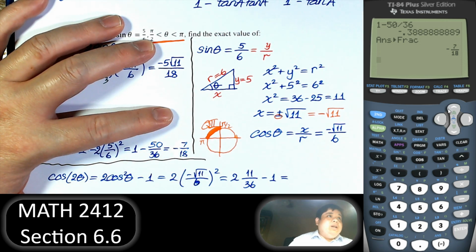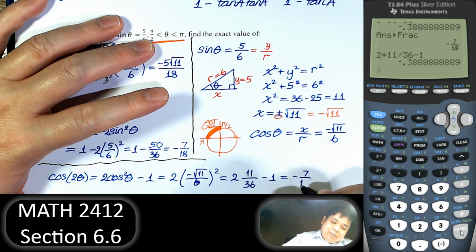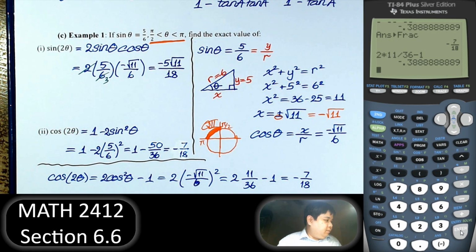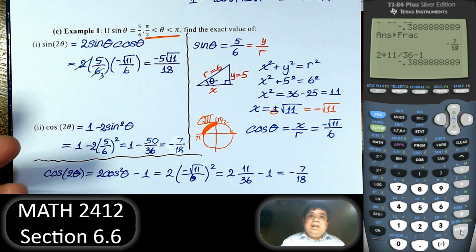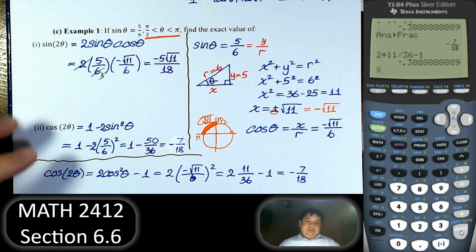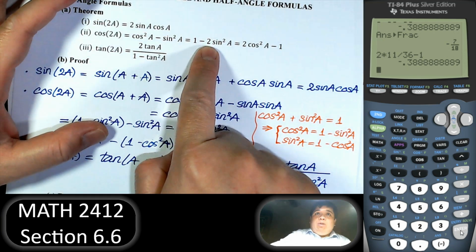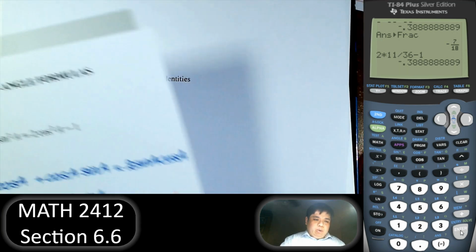And of course earlier we did that, and this is also negative 7 over 18. Sorry about that, but that's a good thing we check, right? So either use that formula, of course we also can use that as well. So any of them will work.